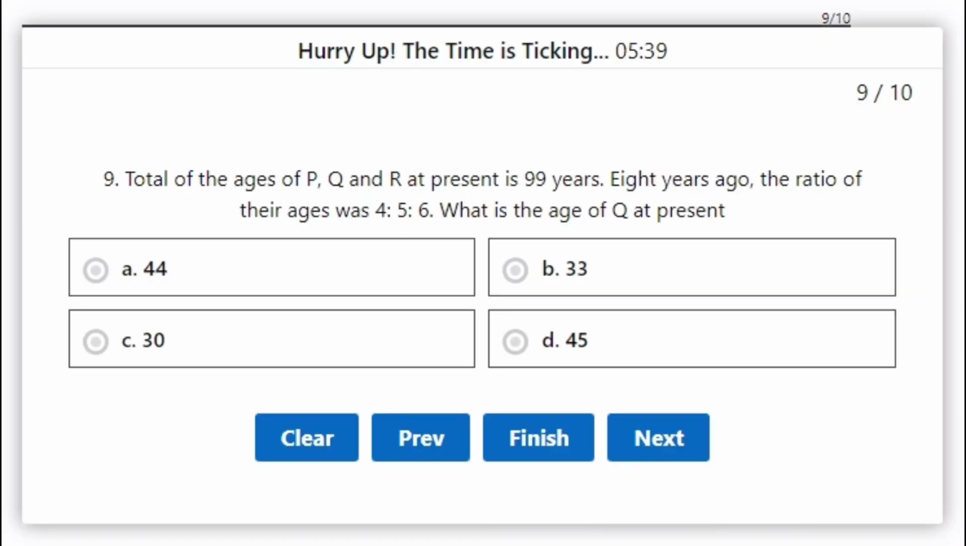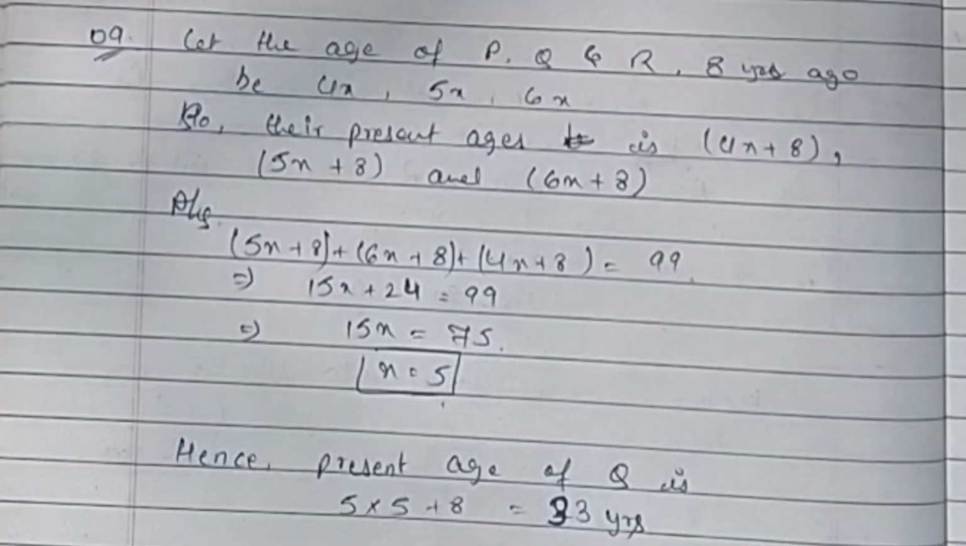Now our 9th question is, the total ages of P, Q and R at present is 99 years. 8 years ago, the ratio of their ages was 4:5:6. Then what is the age of Q at present? So this question we have already solved previously in the same set also. So let's see how we are going to solve this question.